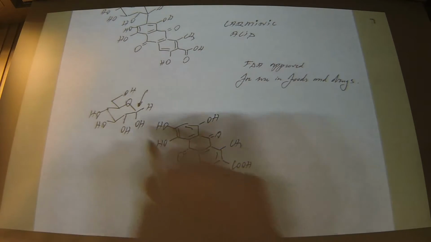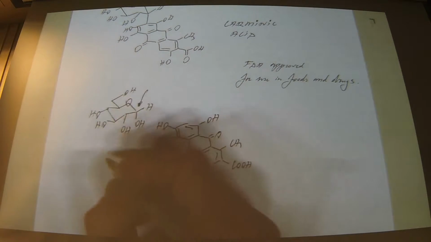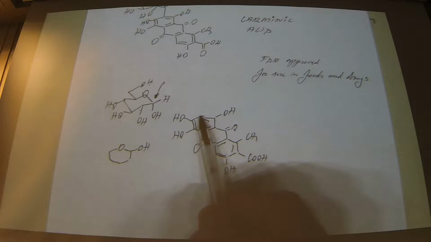So let's forget about all the hydroxys. Let's just look at the important part, that. Okay, so that's that carbon atom right there. You wanted to form a bond from this carbon to that one. And you wanted to turn this into an electrophile. How would you do that?